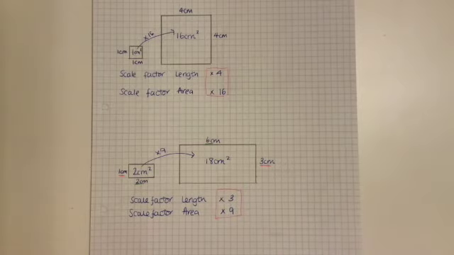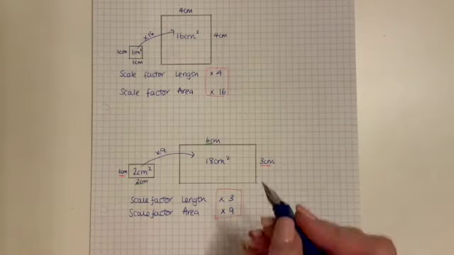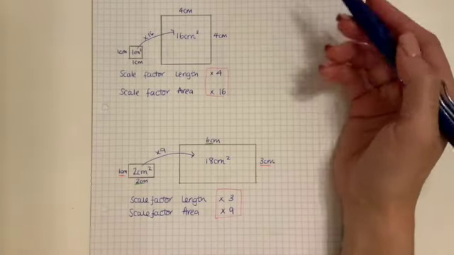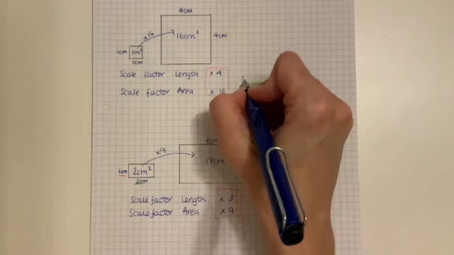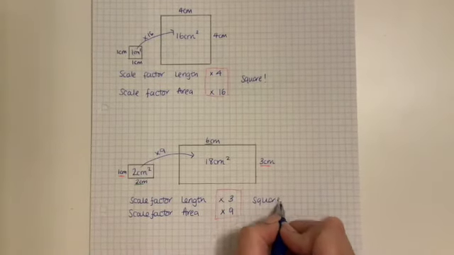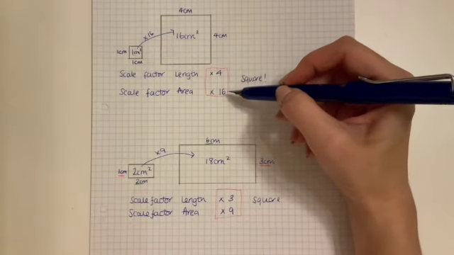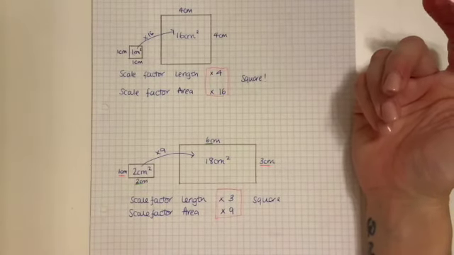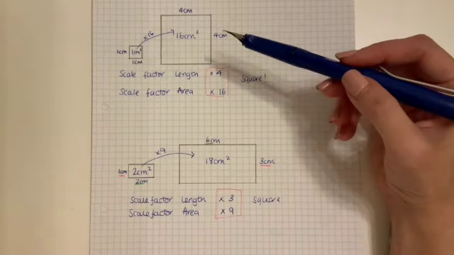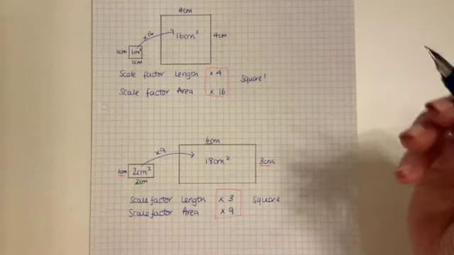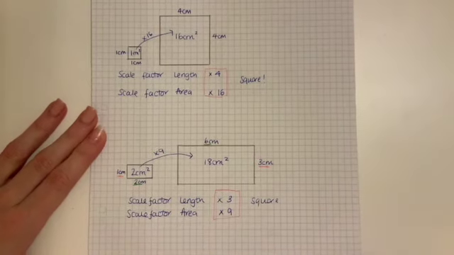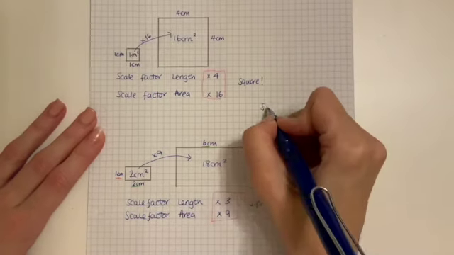Hopefully you've had time just to figure this out. What's happened, and I hope you've all figured it out, is that from here to here, you square the number. If you square 3, you get 9. If you square 4, you get 16. So when you're working out the scale factor for area, you square the scale factor for length. I'm going to write that down, and then I want you to copy out this example into your book.